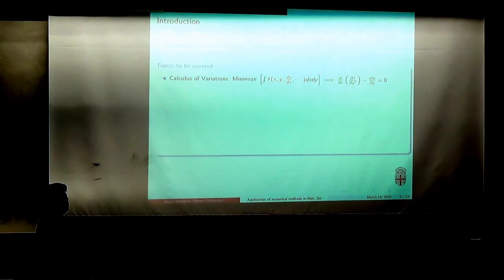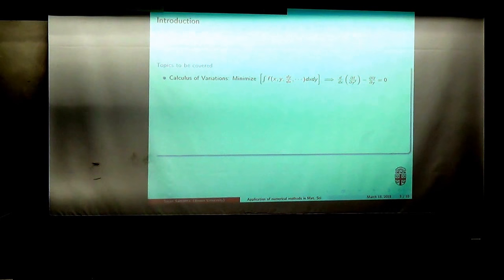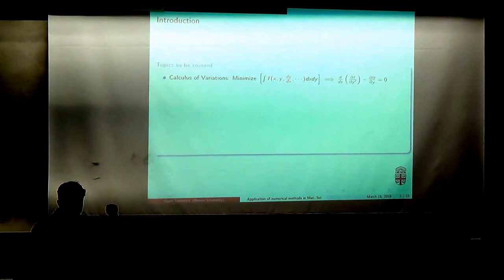So the first topic that we're covering is calculus of variations. So how many of you at least know what calculus of variations is, or rather do not know what calculus of variations is at all? Anyone? All right. So what it does is, now say we have a function f of x and y, and we want to minimize the function. So it's a function of multiple parameters.